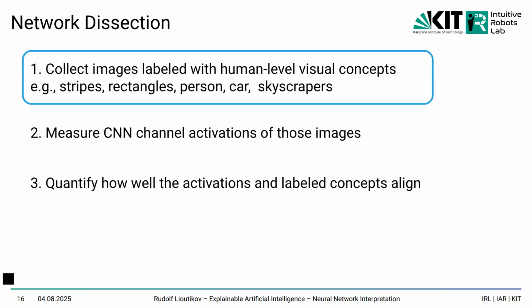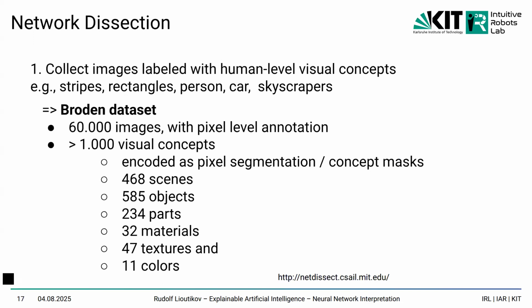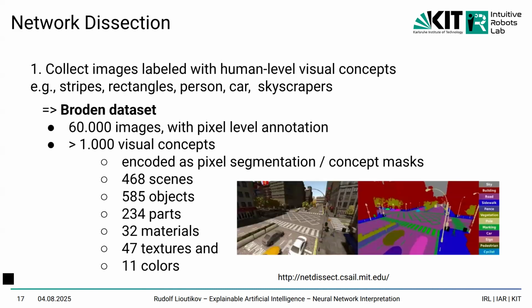So let's go step by step. The first thing is to collect the data set. And luckily, other people already did the work, right? So there are several data sets. This one used to be one of the biggest ones back in the day, the Broden data set, right? It has more than 60,000 images with pixel-level annotations.